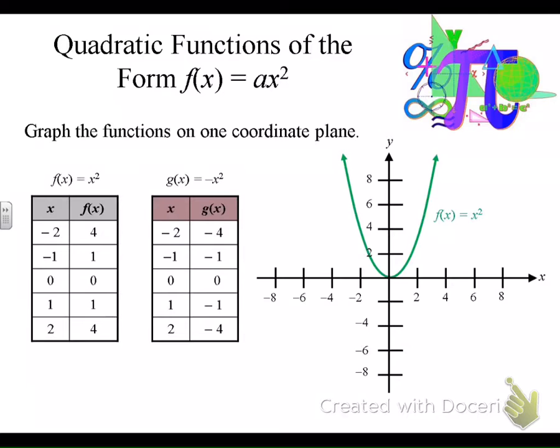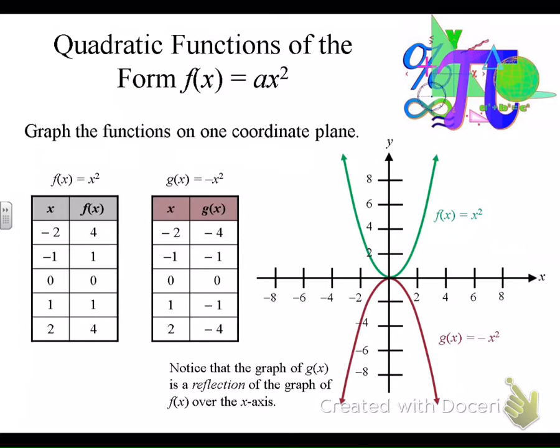So when I graph the f of x function, I get the green graph that opens upward. When I graph the g of x function, I get the red graph that opens downward. Notice that g of x is nothing more than a reflection across the x-axis. So when it's a positive x squared, it opened upward in the green one. When it was a -x squared, it just flipped it over the x-axis and made it a negative, opened downward.